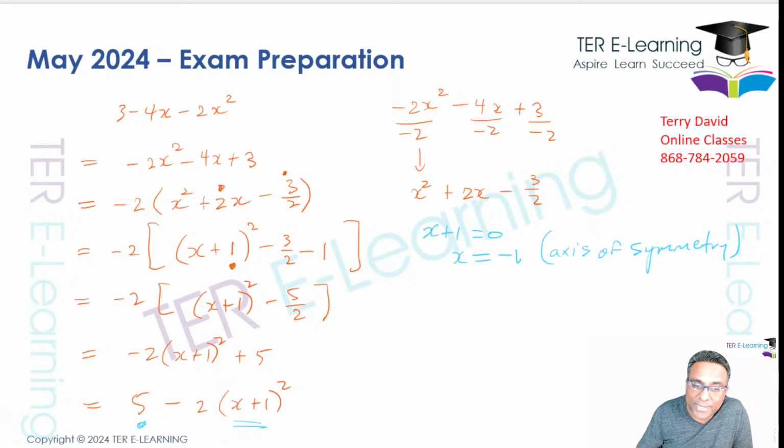And this value here, this 5 here, sometimes they might ask you what is the maximum value or the minimum value of the function. It is always going to be the constant that you have here in the completed square. So the max point is simply going to be -1, 5. Those are the coordinates of the maximum point.